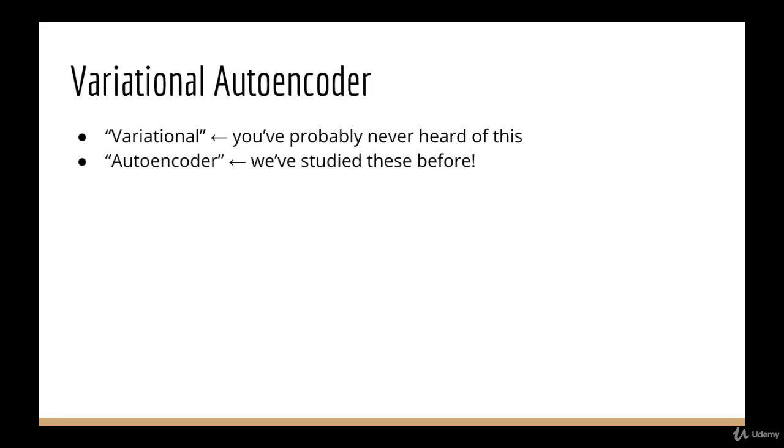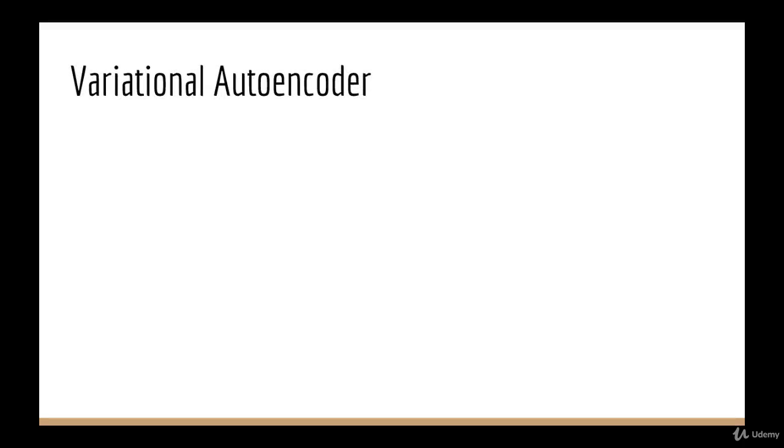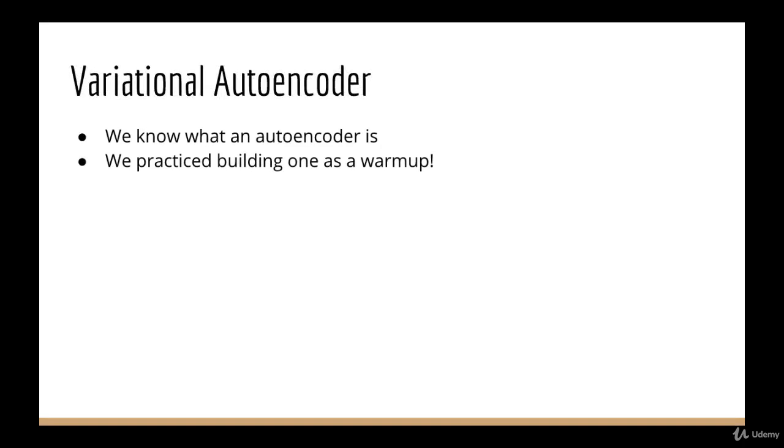First, let's discuss the name a little bit. Variational autoencoder. If you've been following my courses, then you probably recognize one of these terms, but not the other. So let's discuss the easy one first. We know what an autoencoder is. In fact, we practiced building one as a warm-up to this course. An autoencoder is just a neural network that learns to reproduce its input.